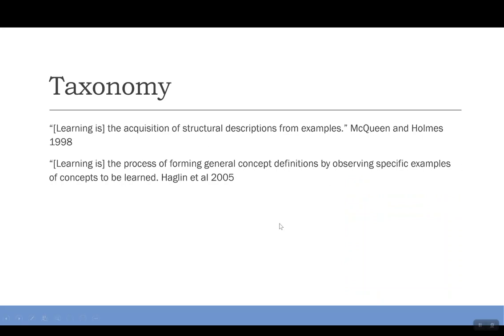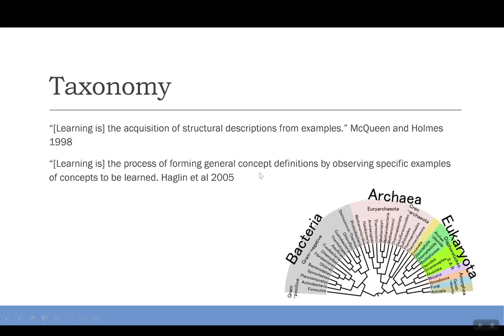Taxonomy. So this is McQueen's and Holmes' acquisition of structural descriptions from examples. Forming general concept definitions by observing specific examples. And I just call this a taxonomy because it's kind of like you're learning how different things are structured. So right now I'm showing you different types of definitions of learning to help you understand the general concept.